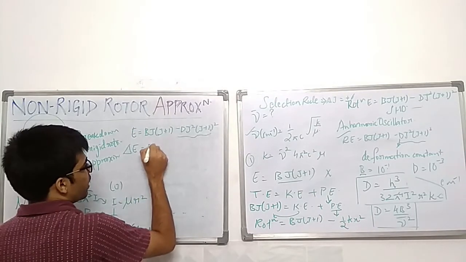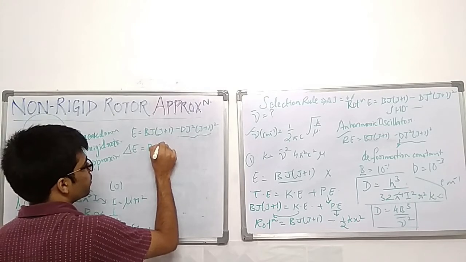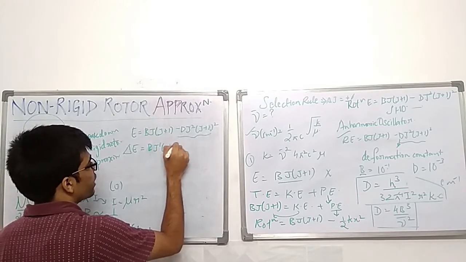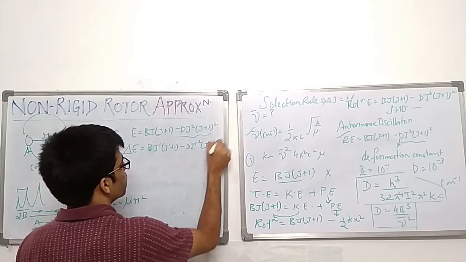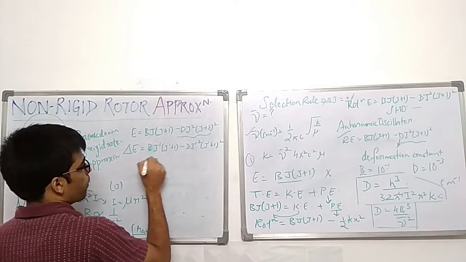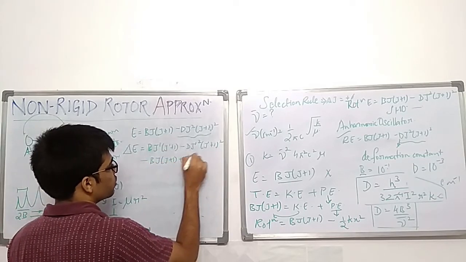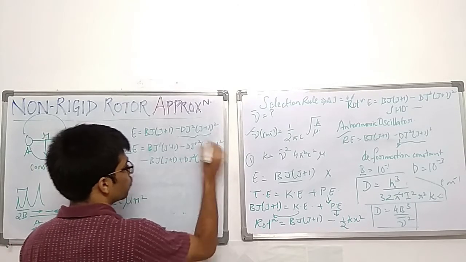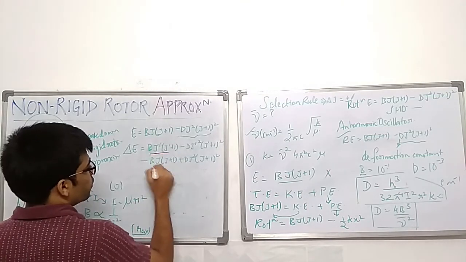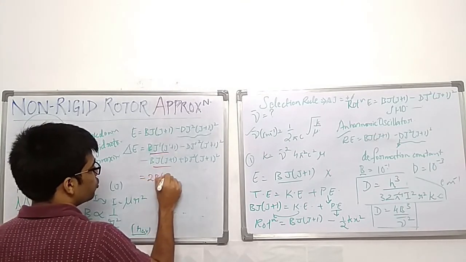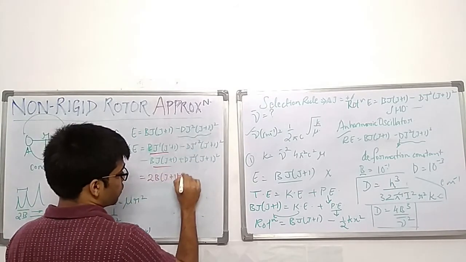So if I am considering that, let me write BJ' (J'+1) minus D J' square (J'+1) square minus BJ(J+1) plus D J square (J+1) square. Now I know that the difference between these two will be 2B(J+1). Now let's take the difference for this.